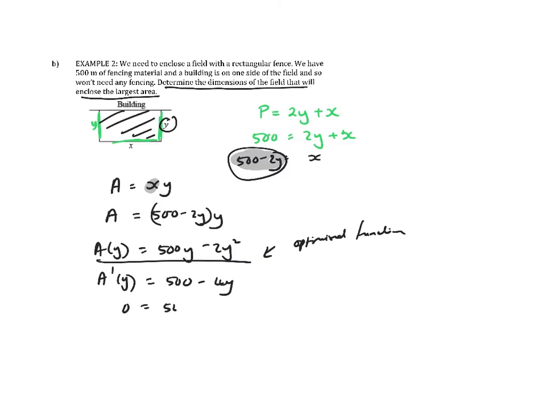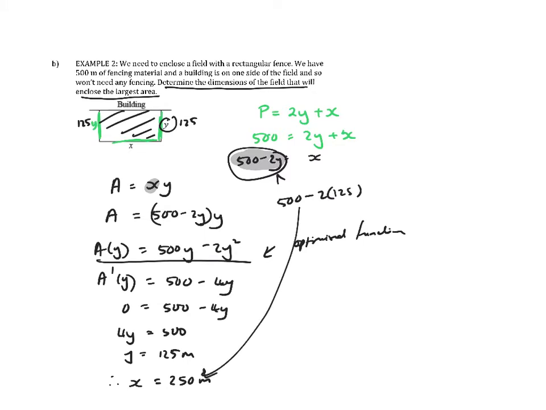So 0 is equal to 500 minus 4y. 4y is equal to 500. Therefore y is equal to 125 meters. If this is 125 meters, that's 125 meters. Therefore x is going to equal 250 meters. You can just substitute into there if you want to: 500 minus 2 times 125 is equal to 250.